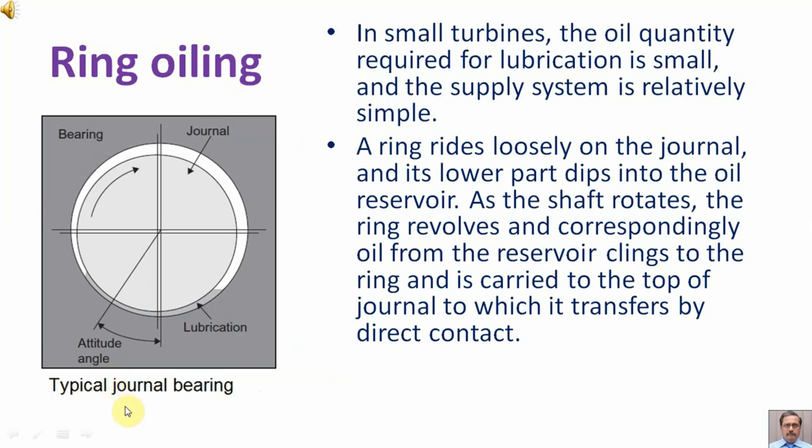Ring oiling. Here we are showing typical journal bearing. In small turbines, the oil quantity required for lubrication is small and the supply system is relatively simple. A ring rides loosely on the journal and its lower part dips into the oil reservoir. As the shaft rotates, the ring revolves and correspondingly oil from the reservoir clings to the ring and is carried to the top of the journal, to which it transfers by direct contact.